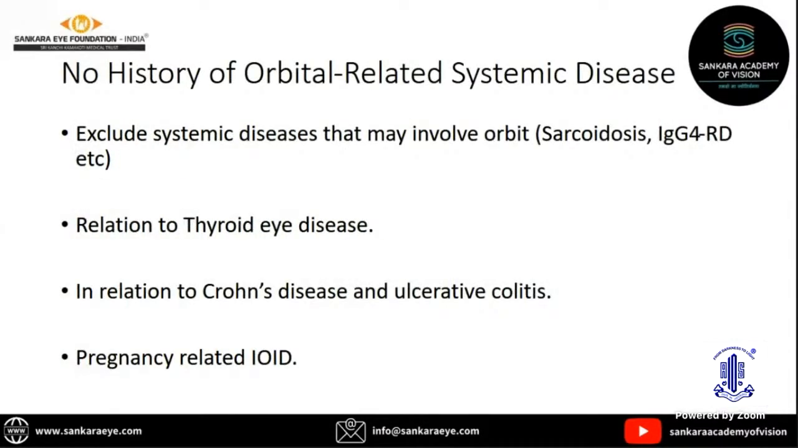Generally, the progression of IOID is a little slow, and there should be no history of orbital-related systemic diseases. So we should always exclude systemic diseases that may involve the orbit, like sarcoidosis and the IgG4-related diseases. Now, in relation to thyroid eye disease, it is not very strict to exclude it, because we know that patients with thyroid eye disease can also have concomitant orbital pseudotumor IOID.